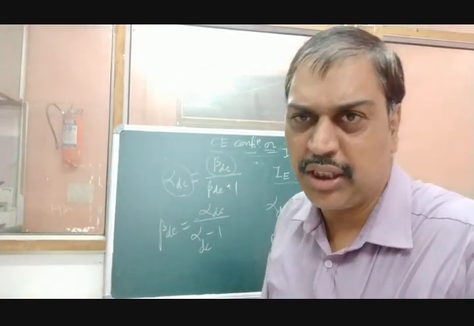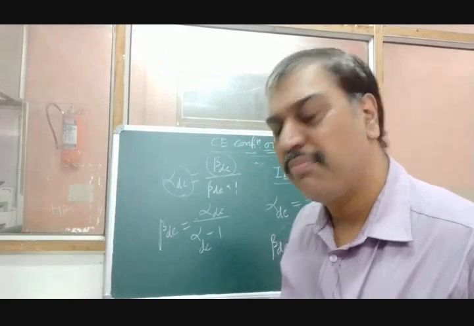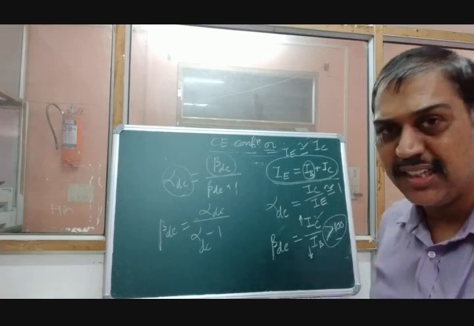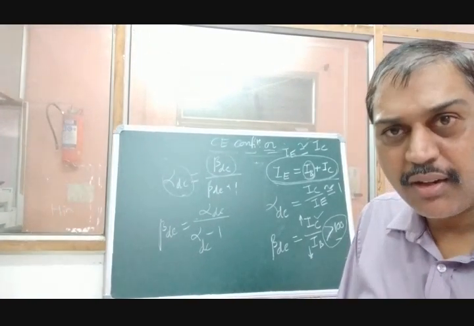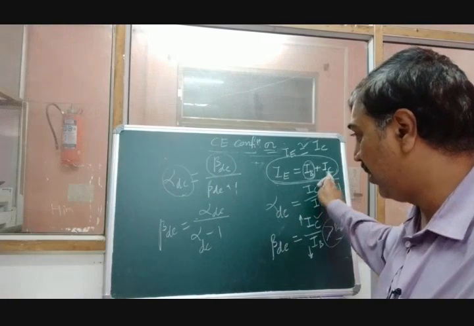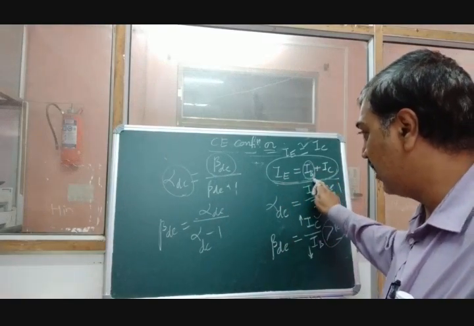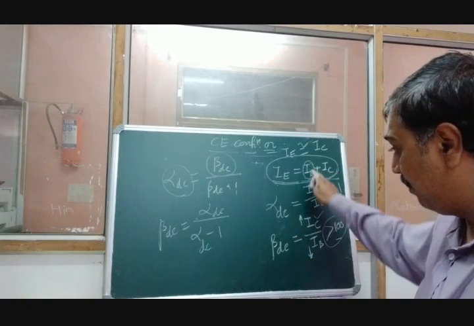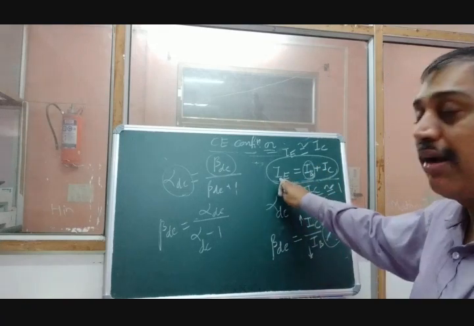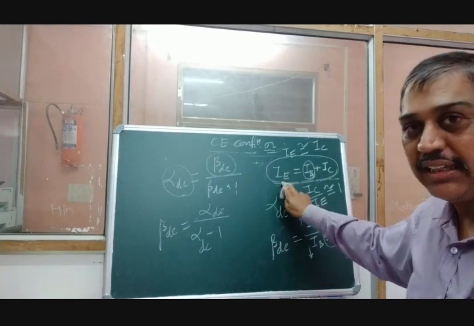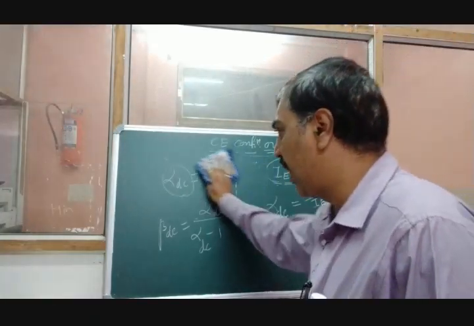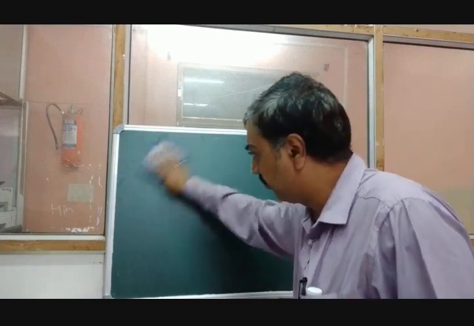Now you might have a question in your mind: how do these equations come? It's very simple. We have IE equal to IB plus IC. Divide both sides by IC. This becomes IE by IC equal to IB by IC plus 1. IB by IC is 1 by beta DC, and IE by IC is 1 by alpha DC. Put the values, solve the equation, and you get these two relations. I hope you got the relation between these, how these two current gain factors are derived, and how the transistor works. That we have already finished.